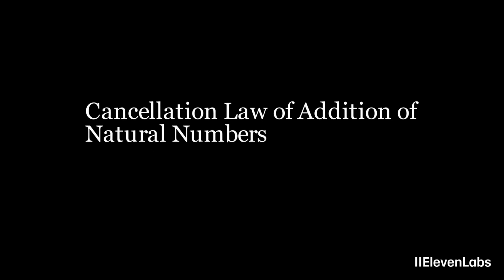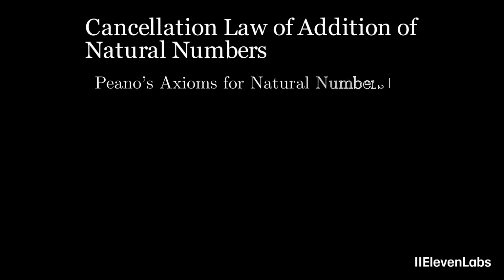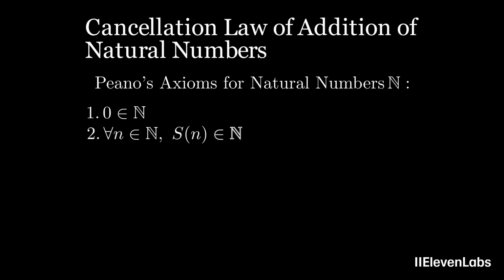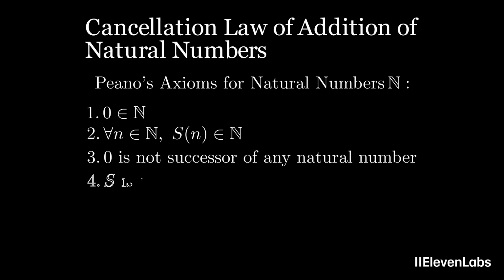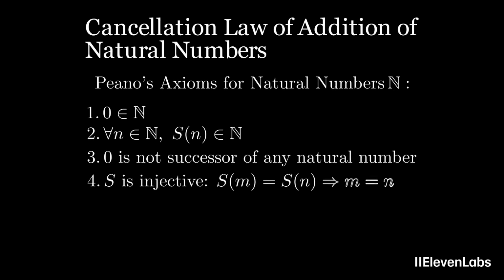Proof of the cancellation law of addition of natural numbers. First, let us recall the 5 Peano axioms. 0 is a natural number. Every natural number n has a successor s of n, or n plus 1. 0 is not the successor of any natural number. The successor function s is injective. And the principle of mathematical induction.